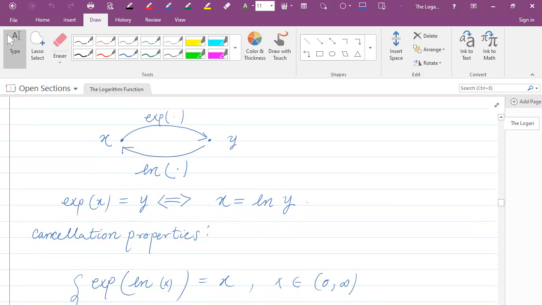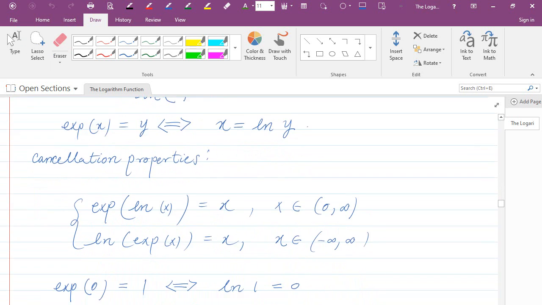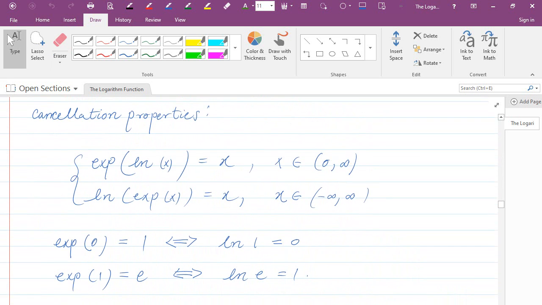And because exp of x and ln of x are inverses, we have the cancellation properties. That is, if we take the composition of exp and ln, then we just get the identity function x. That is, the composition of the exponential and the natural log function takes the input x to the output x. So we get the identity function when we take the composition of these two functions in any order.